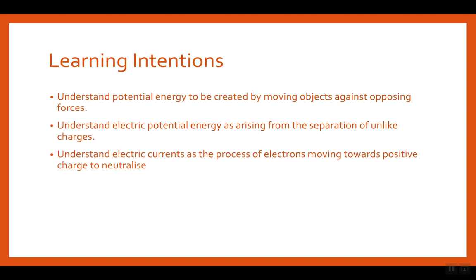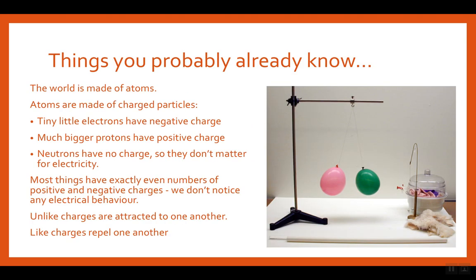We're going to think about what potential energy is and how we can create it by moving objects against an opposing force. We're going to understand therefore what electrical potential energy is. So we're separating unlike charges, positives and negatives, from each other, and therefore understand our electric circuit is the movement of the electrons that are negative towards positive, and therefore losing potential energy.